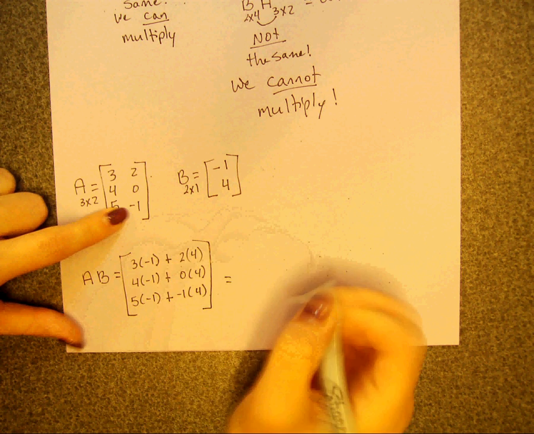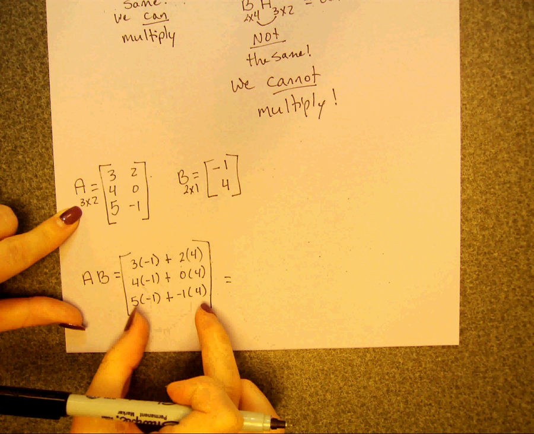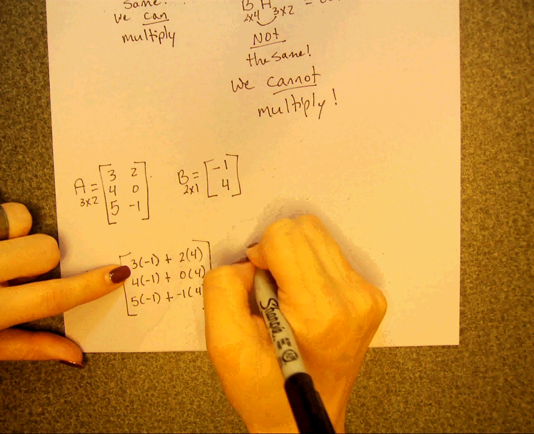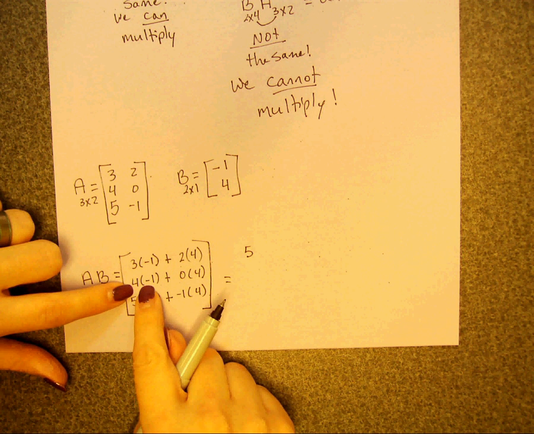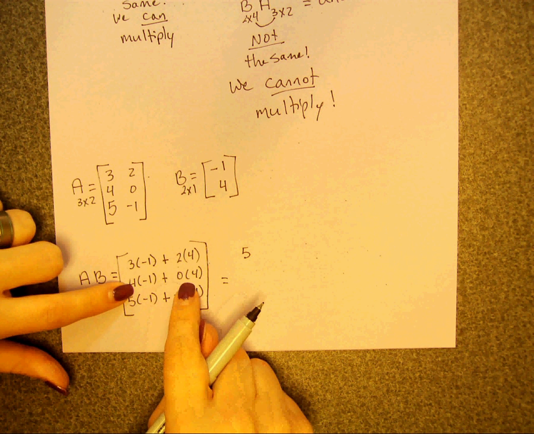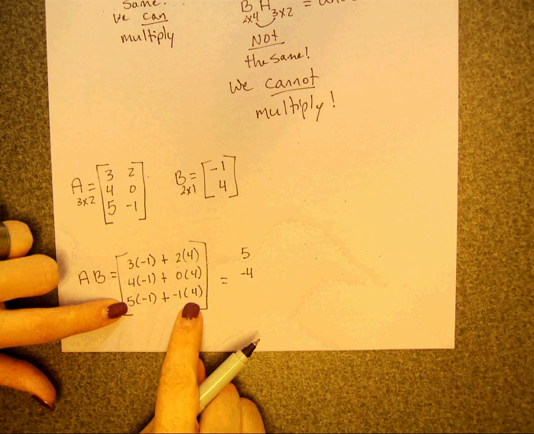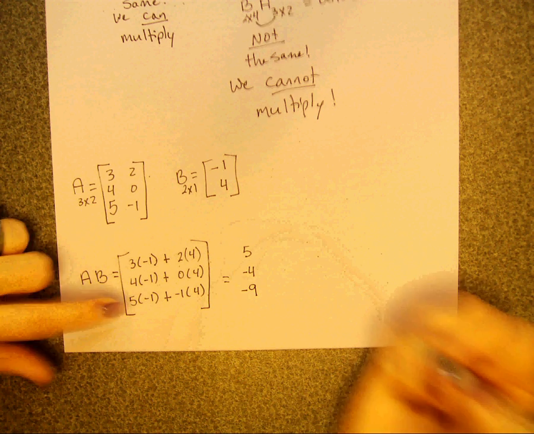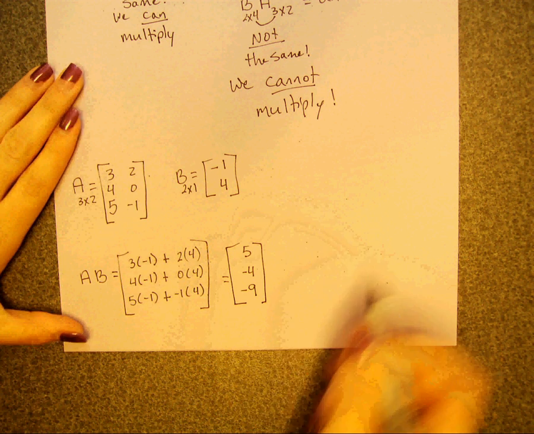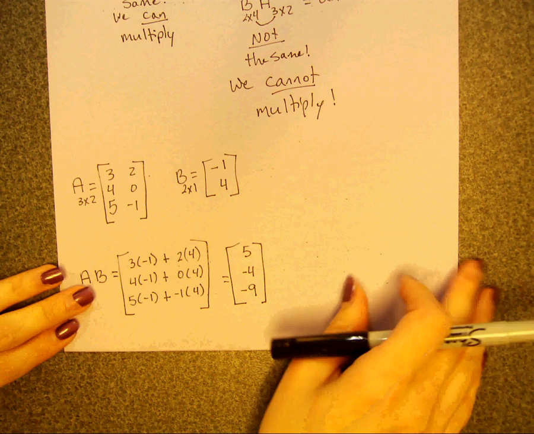And remember, I'm supposed to have a 3 by 1, which I will. 3 rows, and this number will give me 1 column. So 3 times negative 1 plus 8 gives me positive 5. 4 times negative 1 plus 0 times 4 gives me negative 4. 5 times negative 1 plus negative 1 times 4 gives me negative 9. Right? Yep. And so there is my new matrix, and it does have 3 rows and 1 column. All right, let's do one more.